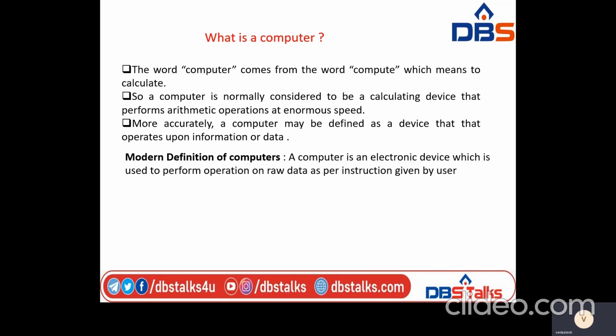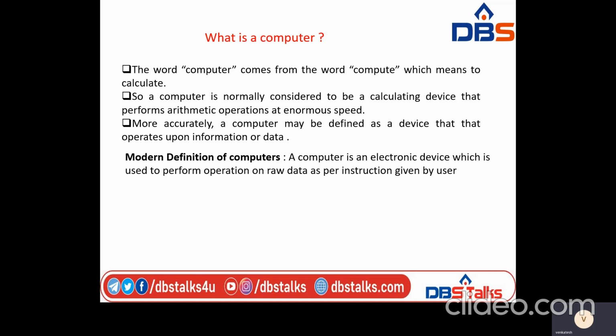Next, one more definition of a computer, that is the technical definition. A computer is an electronic device that takes data and instructions as input from the user and processes it under the control of a set of instructions, which we can call a program, produces a result, or we can say output, and saves it for future use.